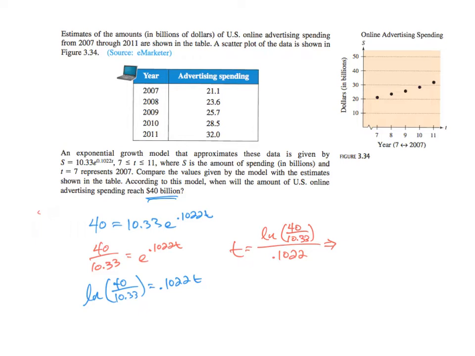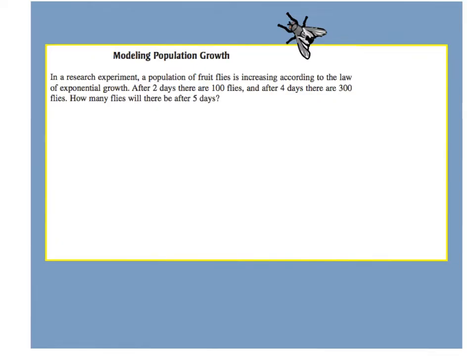What do we get? I got 13.2462468. Did I answer the question yet, though? No, I didn't answer the question because 7 represents 2007. So if I have 13 point something, this is actually what? 2013.